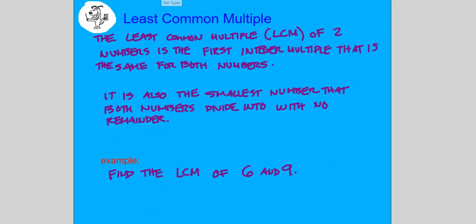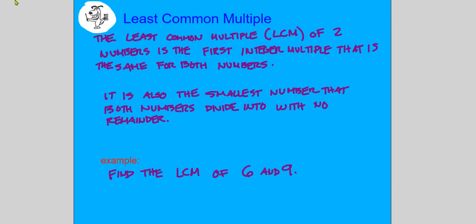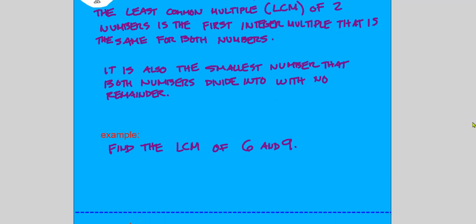Okay, so now let's look at the least common multiple. The greatest common factor can be thought of as the largest factor that they share in common. The least common multiple of two numbers is the first integer multiple that is the same for both numbers. It is also the smallest number that both numbers divide into with no remainder. So let's find the least common multiple of 6 and 9.